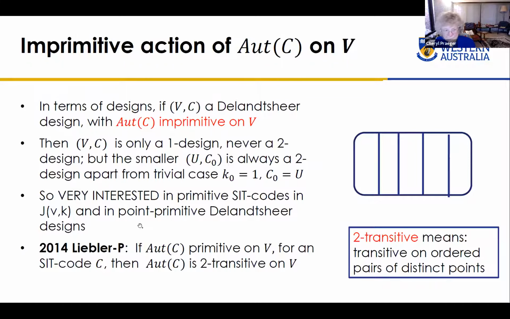So from both points of view, we're very interested in primitive SIT codes and primitive Delsarte designs. And remember what I said, if Aut C is primitive on V, then Bob and I proved that for an SIT code or for a Delsarte design, Aut C is two transitive on V. Two transitive means transitive on ordered pairs of distinct points. So the Delsarte design's got no chance. If it's primitive, it's going to be a two design because it's got a two transitive automorphism group. Okay, so where to next?